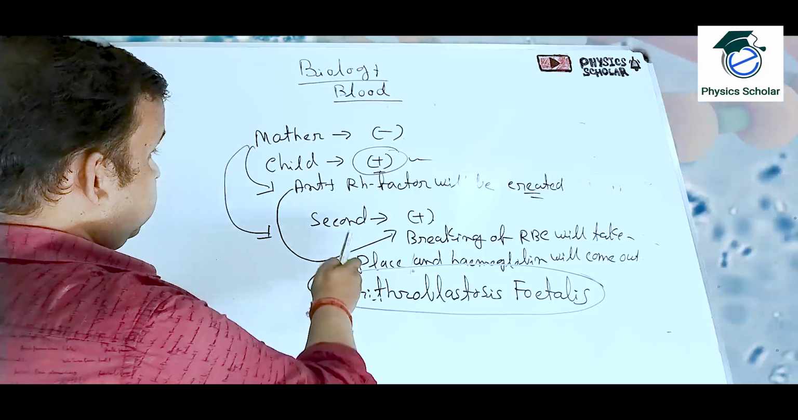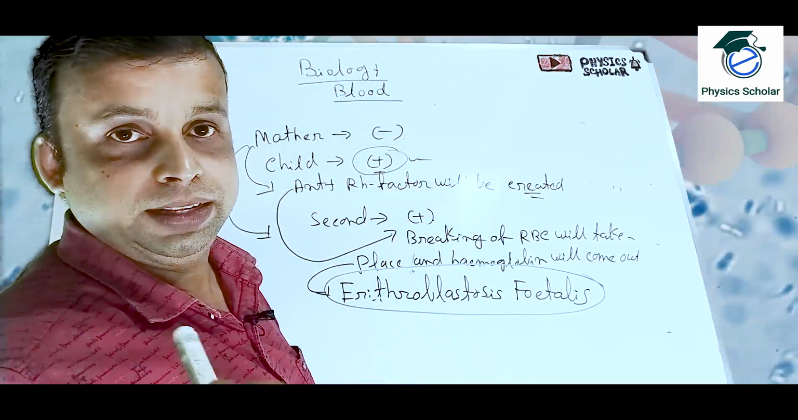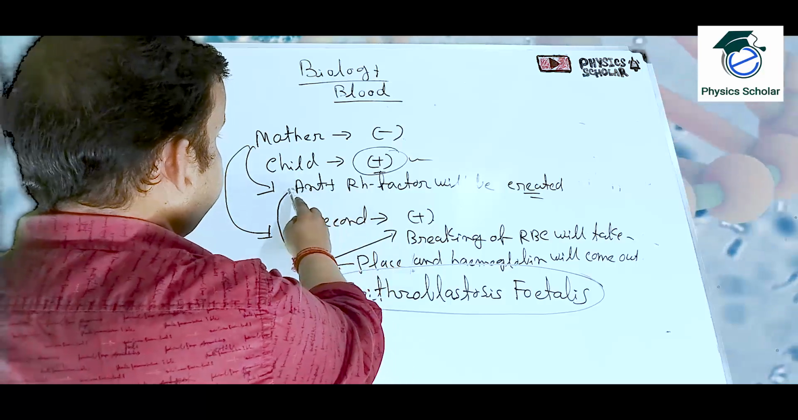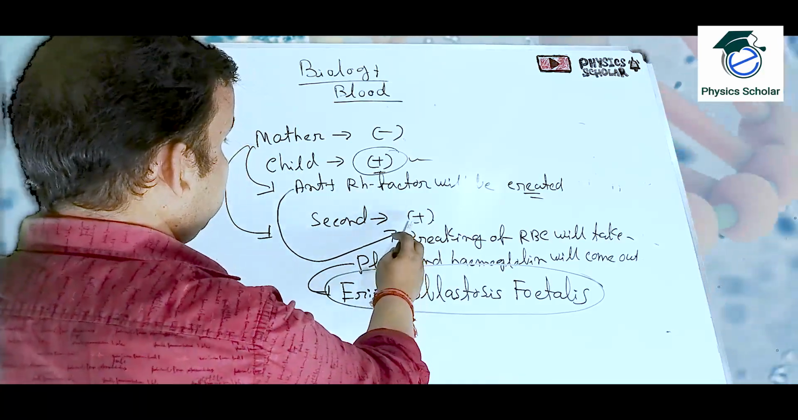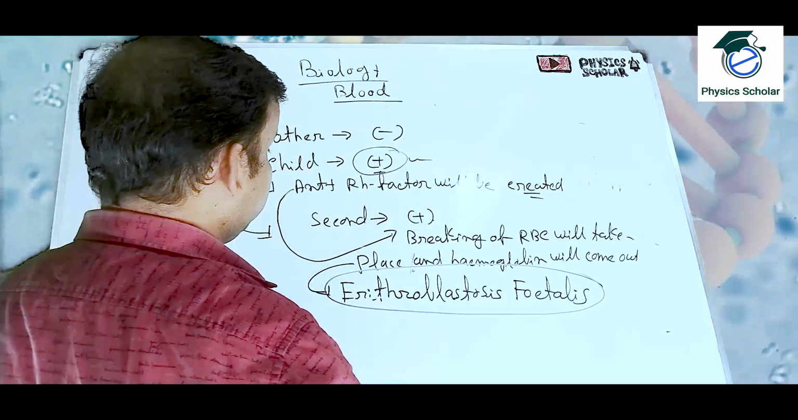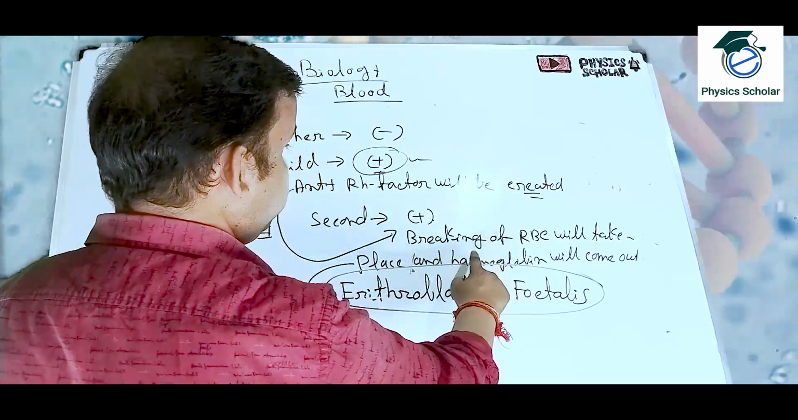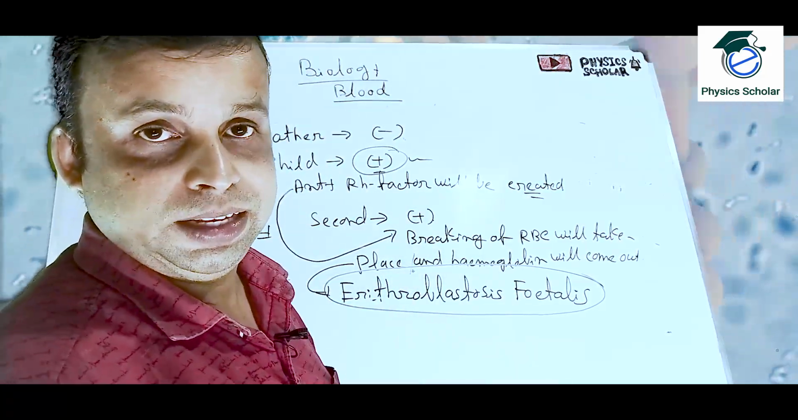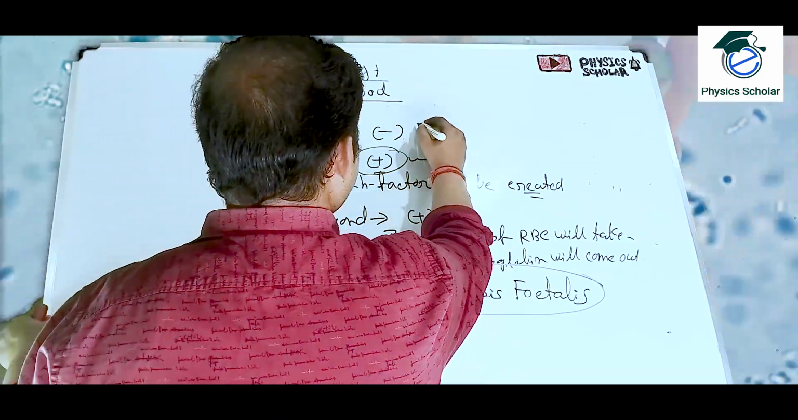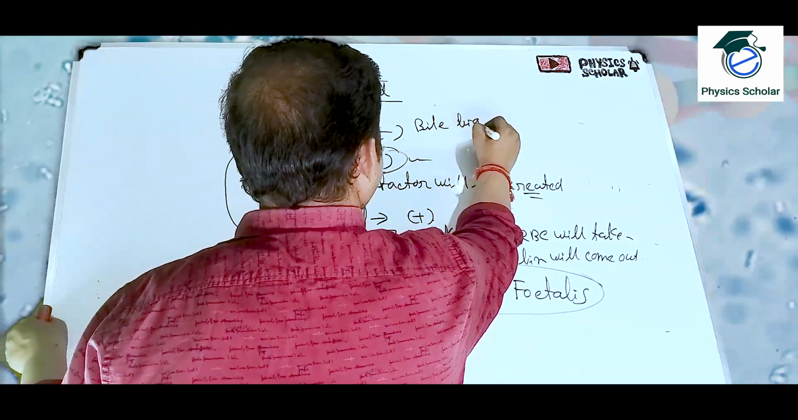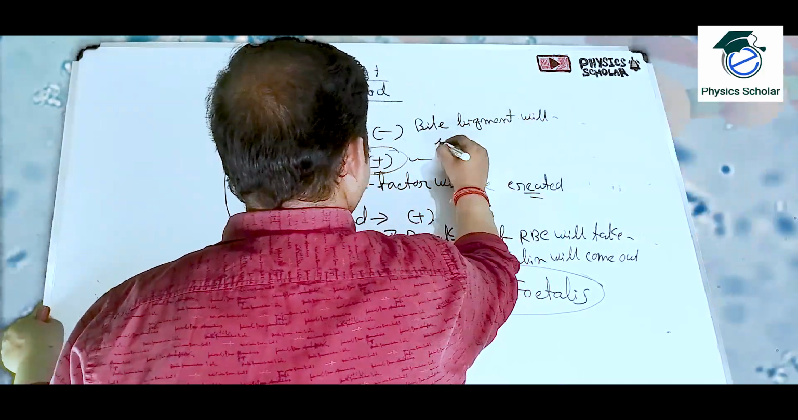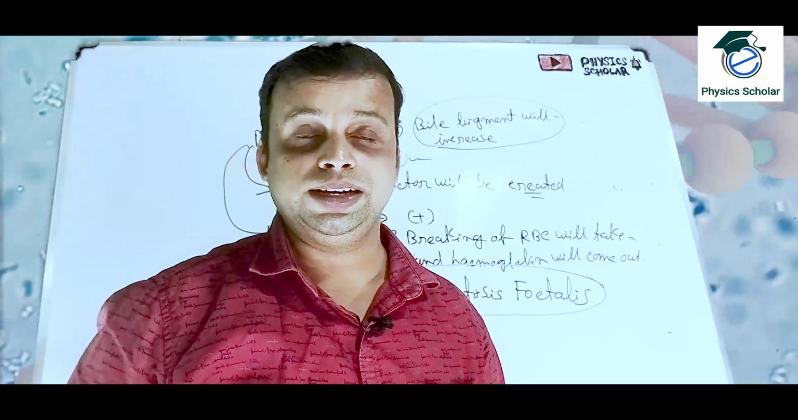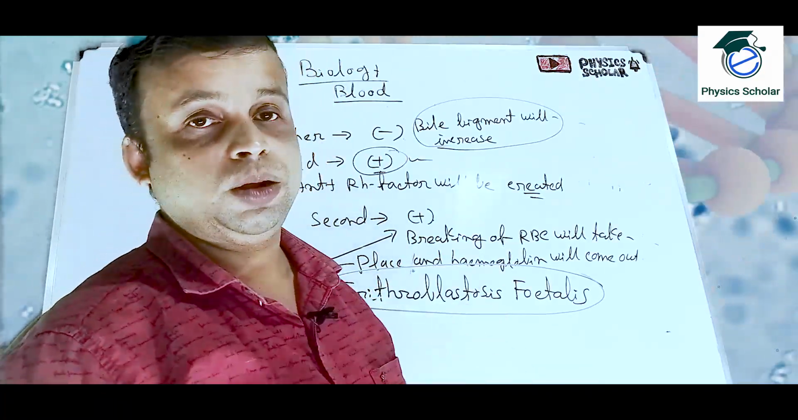Clear? So for the first pregnancy, the anti-RH factor will be created in the mother's blood. But in the second pregnancy, if the child is again positive and the mother is negative, the anti-RH factor will enter the child's blood and react with the RH factor of the child's blood. The blood will be coagulated, RBC will break down and the hemoglobin will come out. So there is a high probability that the child may die in the mother's uterus. Also the bile pigment will increase, so the child will suffer from jaundice in the uterus itself. Clear? Before the birth.